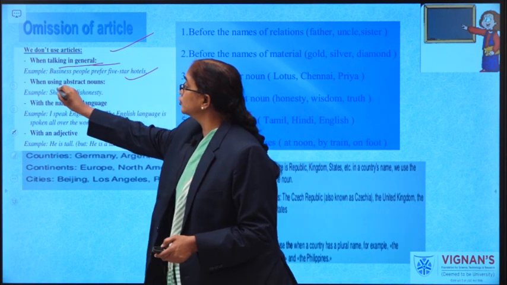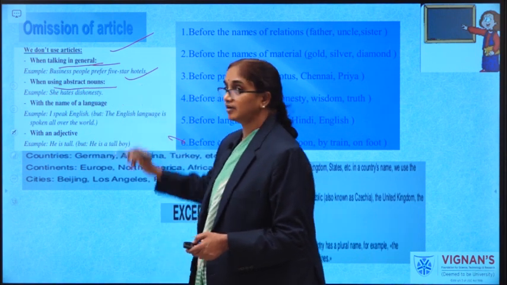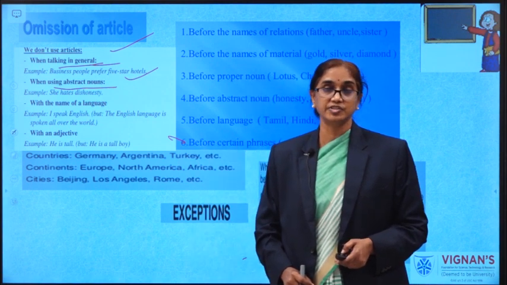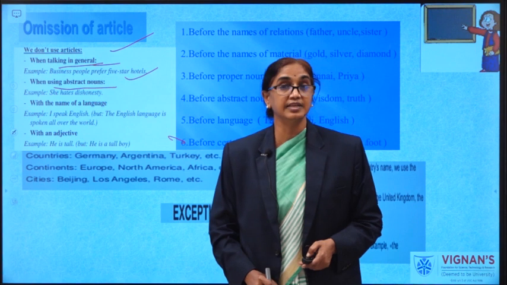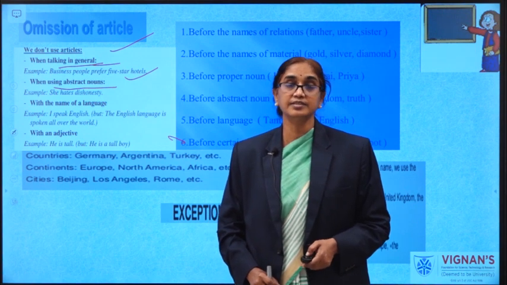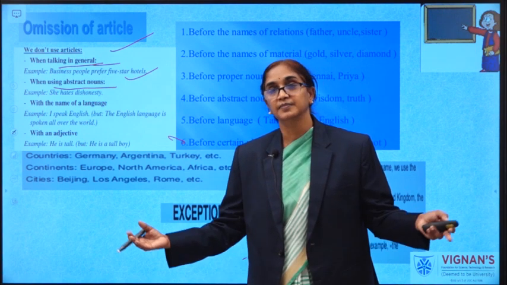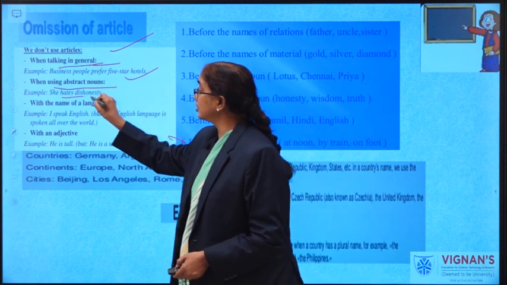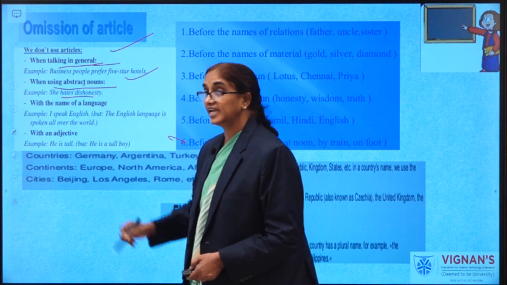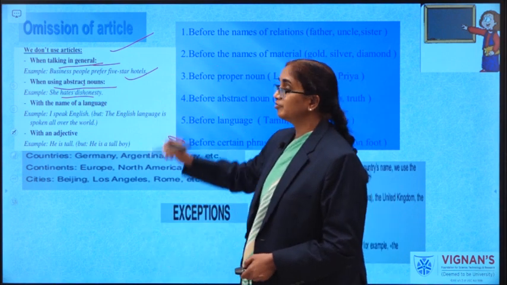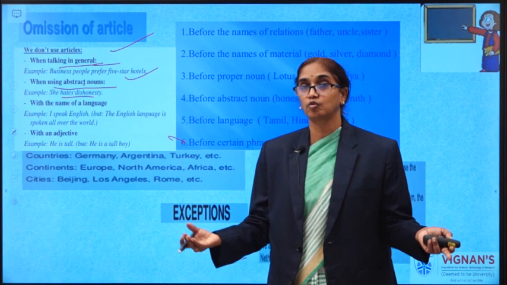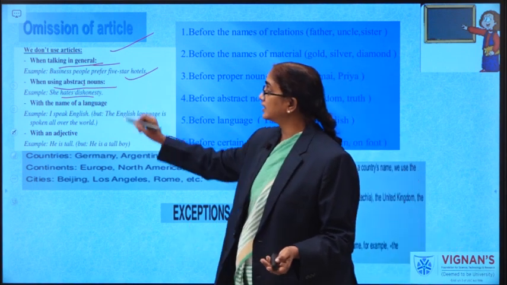We also don't use any article before abstract nouns. For example, she appreciates honesty. She appreciates industry. She appreciates sincerity. So here, she hates dishonesty. You don't say, she hates the dishonesty. So before abstract nouns, which are usually adjectives or qualities, we do not use article the.